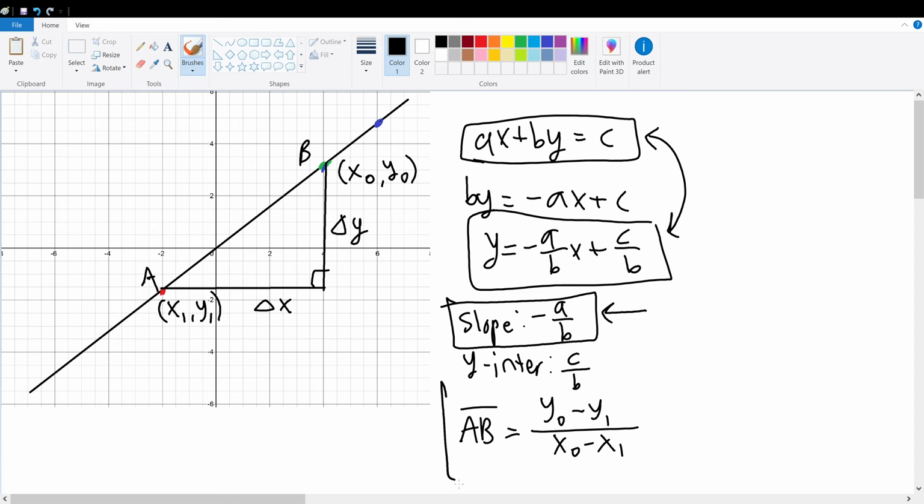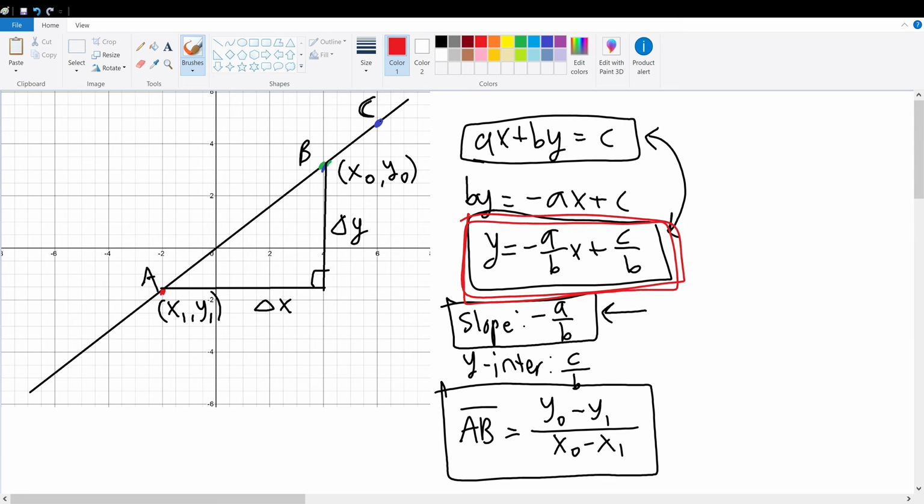So the average rate of change between the points A and B will be y0 minus y1, the y coordinates of point B and A respectively, divided by x0 minus x1, the x coordinates of B and A respectively. This will give us the average rate of change within this line segment. We can do the same if we wanted to find the average rate of change between points A and C. But since points A and B both lie on the graph of y is equal to negative a over b x plus c over b, the 2 points are both defined by this line function.